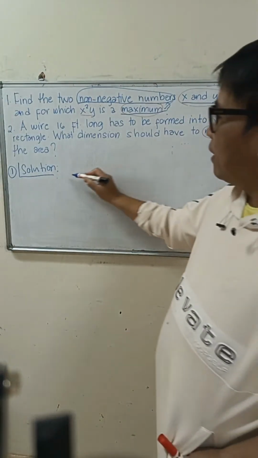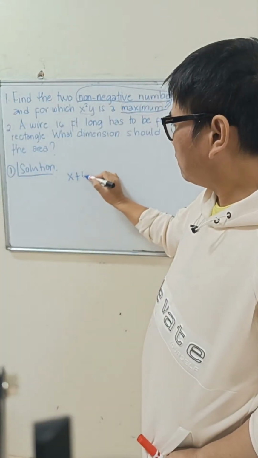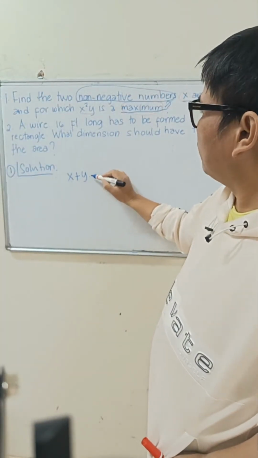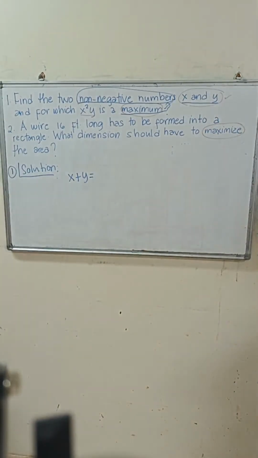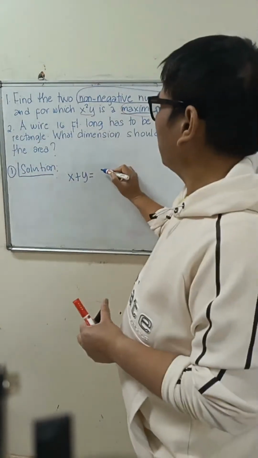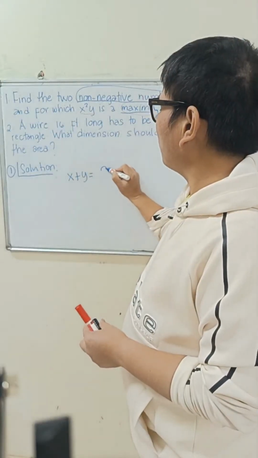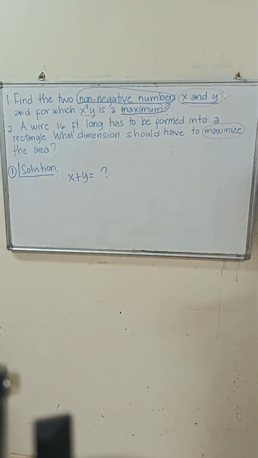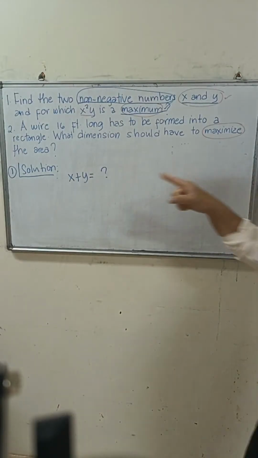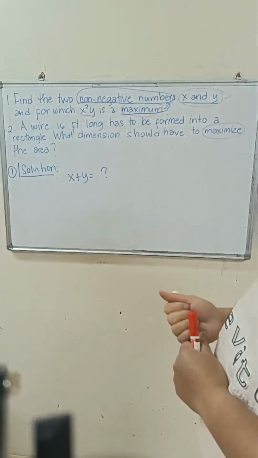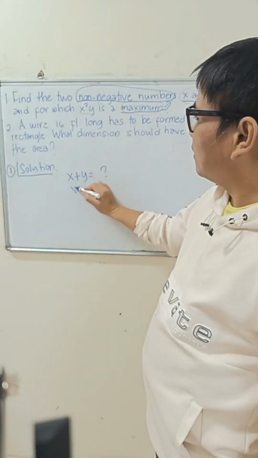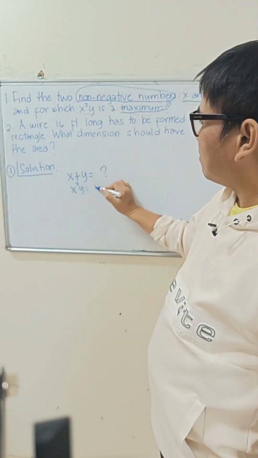So we have here x plus y is equal to, what is it? Find the two non-negative numbers x and y, for which x squared y is a maximum. We don't know the sum, so let's say question mark. See, x plus y is equal to question mark, and for which x squared y is a maximum. So x squared y is a maximum.